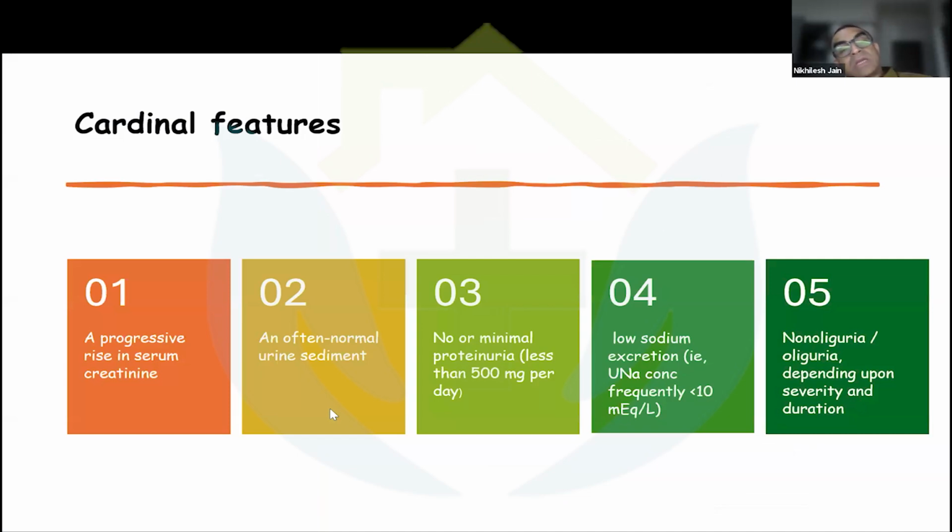So cardinal features are a progressive rise in serum creatinine. You get an often normal urine sediment. You get no or minimal proteinuria, less than 500 mg per day. You get a very low sodium excretion, that is urinary sodium concentrations, which are frequently less than 10 milliequivalents per liter. A patient may be oliguric, may not be oliguric, depending on the severity and duration of the disease.